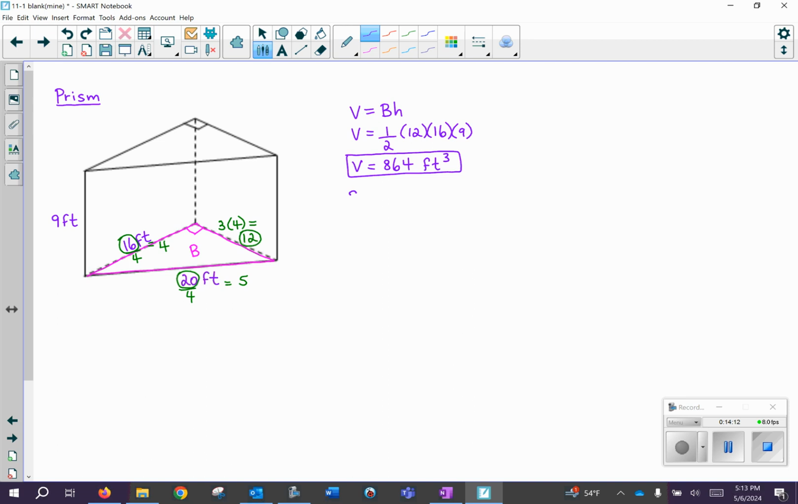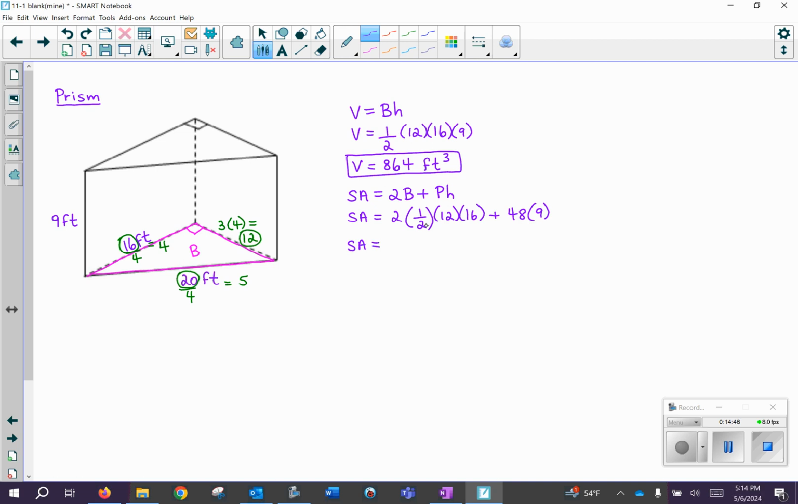Surface area, 2b plus capital P times h. So 2 times the area of the base, once again, is going to be 1/2 the base times the height, the 12 and the 16 for the triangle, plus the perimeter of the base. 16 plus 20 plus 12 is 48 times the height of the prism, which is 9.